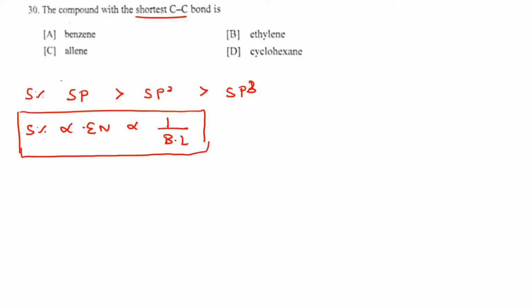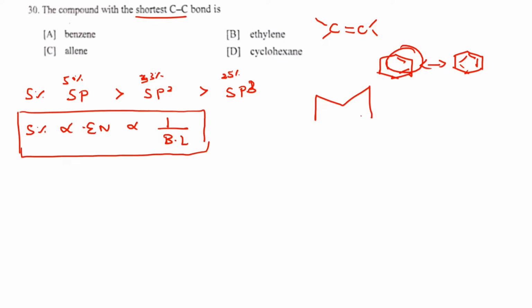This is the S character order. Which has more S character? Sp, because it is 50%. Here 25%, here 33.3%. It's the percentage of S character of the orbital. Now see, in the case of benzene, this is not a pure pi double bond, because it undergoes delocalization. Due to delocalization, the pi bond is not localized. In ethylene, this is a localized bond. In cyclohexane, they all are single bonds. Please note the bond length: a single bond is always bigger compared to a double bond. This is the common order of bond length.